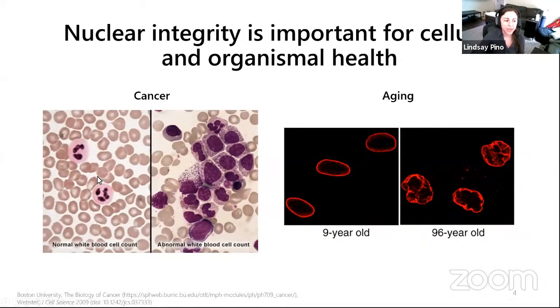So here you can see in leukemia, the nucleus is typically quite small and compact, but then under the disease state in cancer, the nucleus becomes large, irregular, disorganized. When we look in aging, young nuclei are smooth and compact, and then in older cells, in older people, the nucleus loses some of that integrity. And as the nucleus loses its integrity, this is really a function of the proteins that are trying to keep the nuclear membrane intact and keep the chromatin organized, losing their structure and losing their function.